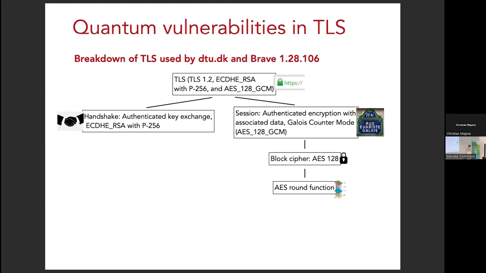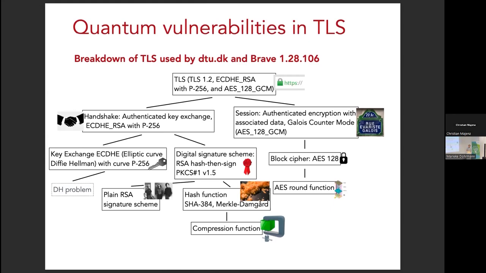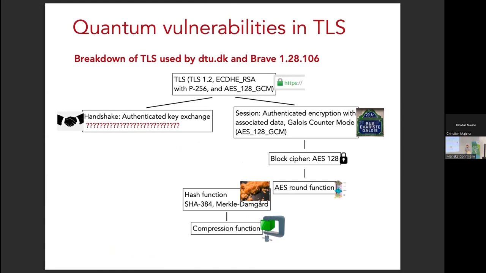The session part uses the block cipher AES, and the handshake uses, in this case, elliptic curve Diffie-Hellman key exchange and a digital signature scheme, RSA digital signatures. The Diffie-Hellman key exchange is secure if the Diffie-Hellman problem is hard, and the RSA digital signature scheme is a kind of hash-then-sign, and the plain RSA digital signature scheme is secure if the RSA problem is hard. Now, unfortunately, quantum computers imply that these are not hard. So basically, this tree of protocols just rots from the leaves, and we are left without a handshake in TLS.